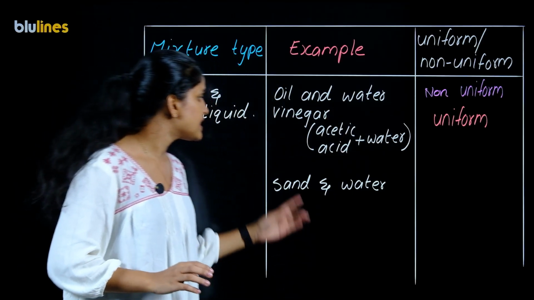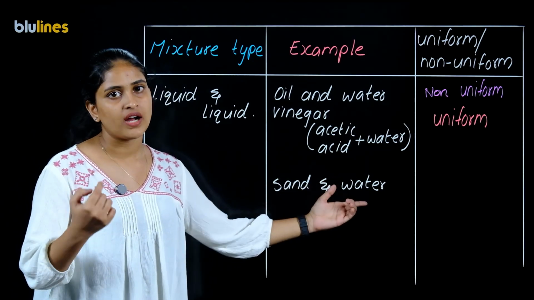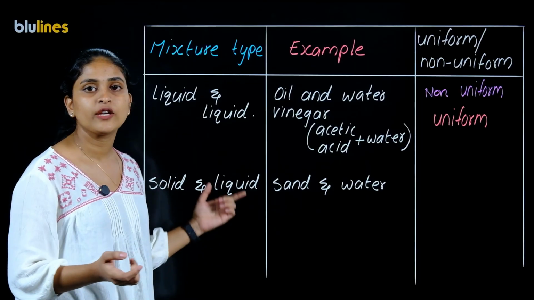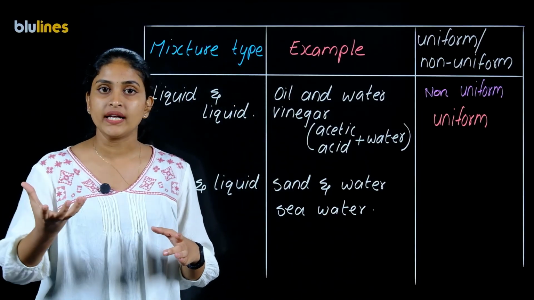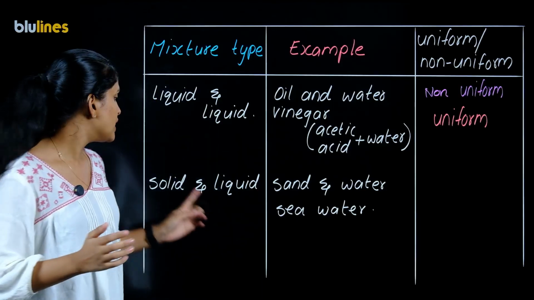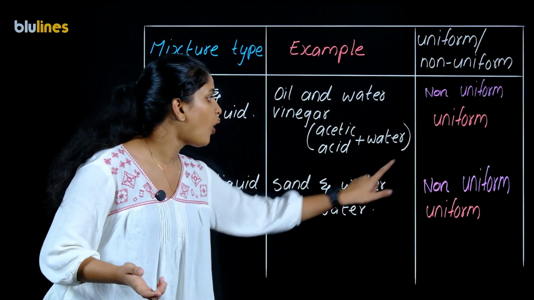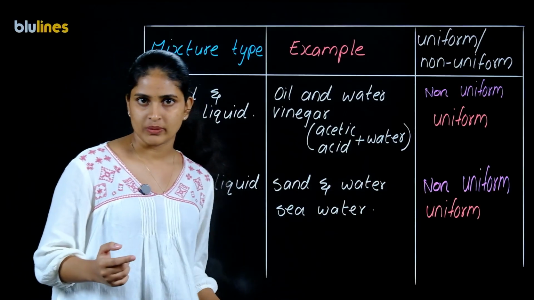Now, consider sand and water. Sand is a solid particle, water is a liquid. So, obviously, this is a solid and liquid mixture. Seawater is actually water mixed with NaCl or salt, right? So, it is also an example of a solid and liquid mixture. Sand and water is an example of a non-uniform mixture, whereas seawater is an example of a uniform mixture.